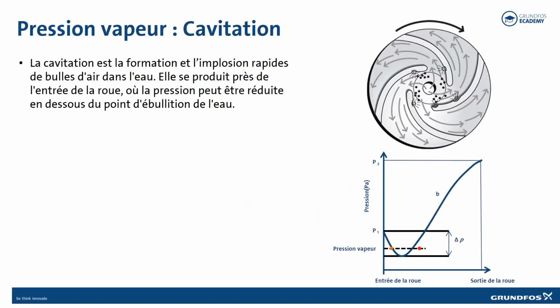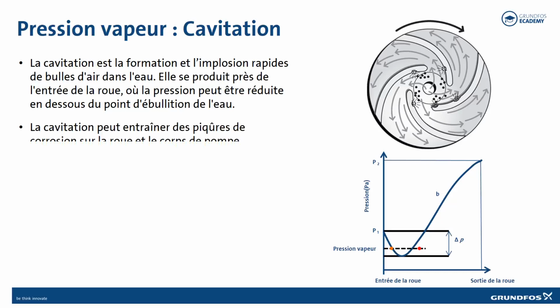So what is cavitation exactly? Well, cavitation can be defined as the rapid formation and collapse of air bubbles in the water. It occurs near the impeller inlet, where the pressure may be reduced below the boiling point of the water. When the water boils, it turns into vapor, but when the pressure rises beyond the boiling point once again, the vaporized water molecules implode and return to their liquid form. These implosions can be heard as a loud noise from the pump and may result in pitting of the impeller and the pump housing.